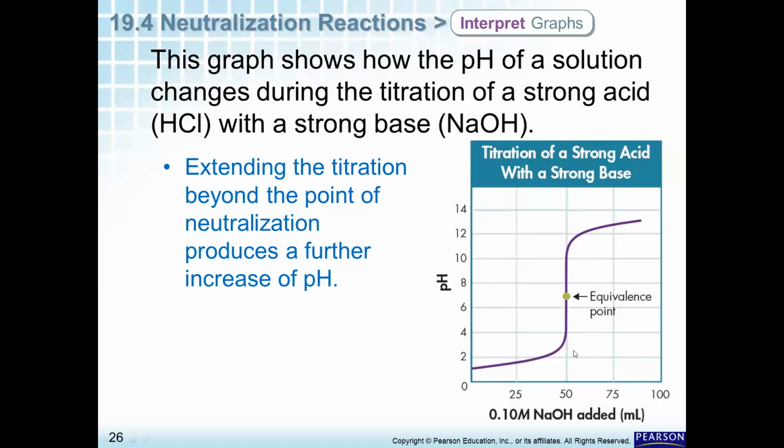You stop and you calculate how many milliliters of sodium hydroxide we use: 50 milliliters. And how much acid did we start with? We started with 25 milliliters. Do we know the concentration of sodium hydroxide? Yes, we know, but we don't know the acid.